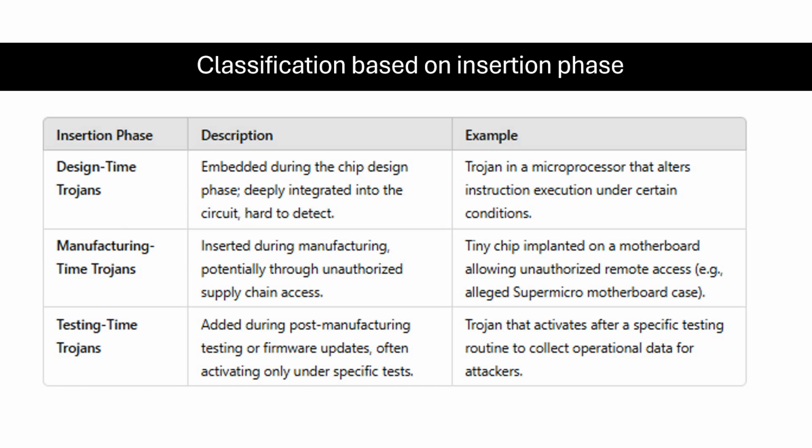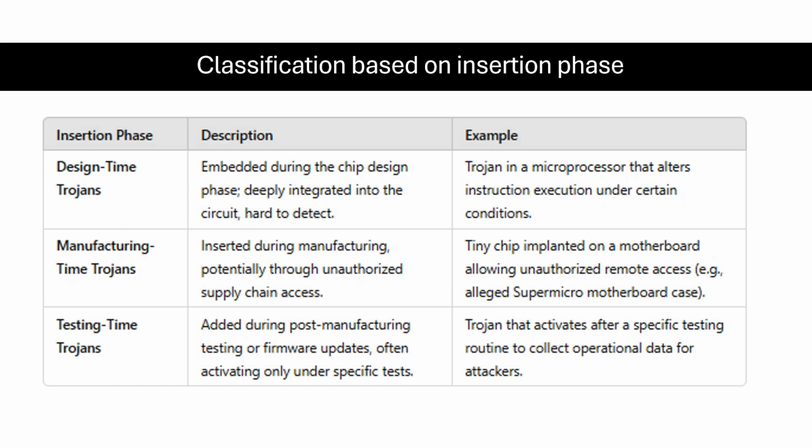During the manufacturing time, a trojan can be inserted, mostly through unauthorized supply chain access. There is some leak in the supply chain, thereby these kinds of trojans can come in during the manufacturing phase. A tiny chip can get into the motherboard during manufacturing through unauthorized supply chain access. Thereby, it can grant remote access to the system through the tiny chip. We have historical references. The Supermicro motherboard case is the best example for it. You can read about it.